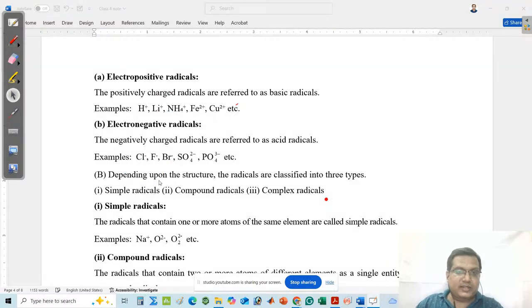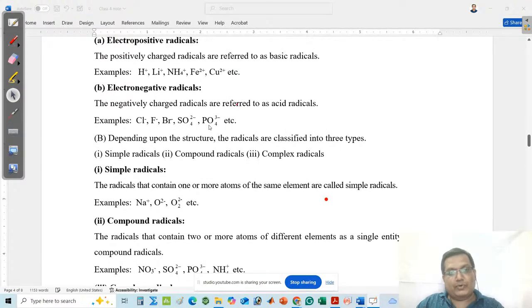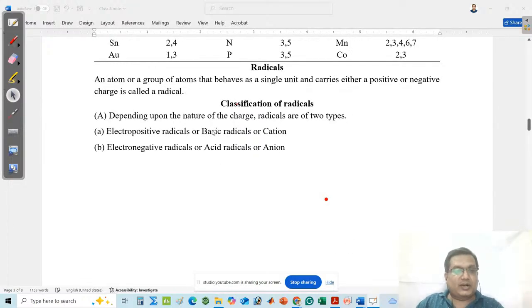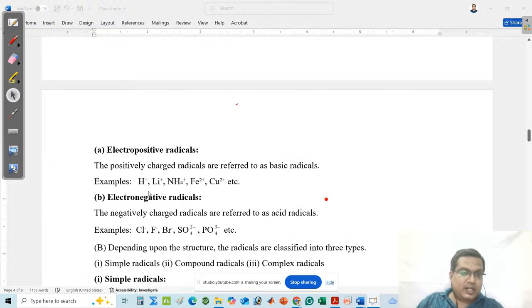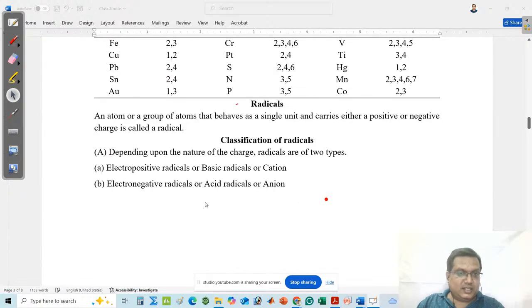Some other radicals are given: SO4 2 minus, PO4 3 minus, F minus, Br minus. Then what is the definition of radical? Radical is a species that has an atom or group of atoms. Look at that: if you think about H plus, a single atom is present. If you think about NH4 plus, two types of atoms are present, and in total 5 atoms are present. That means these are said to be radicals.